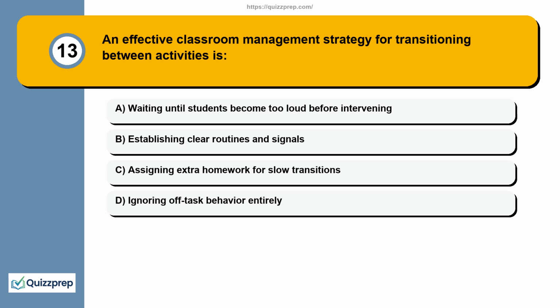Question 13. An effective classroom management strategy for transitioning between activities is. Here are your options. Option A. Waiting until students become too loud before intervening. Option B. Establishing clear routines and signals. Option C. Assigning extra homework for slow transitions. Option D. Ignoring off-task behavior entirely.